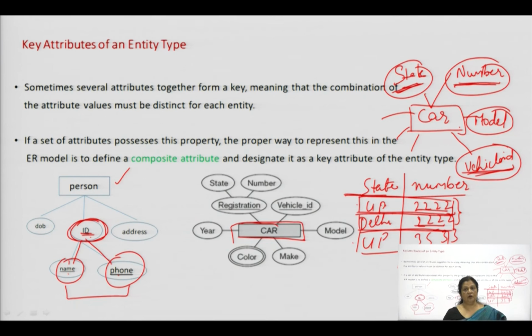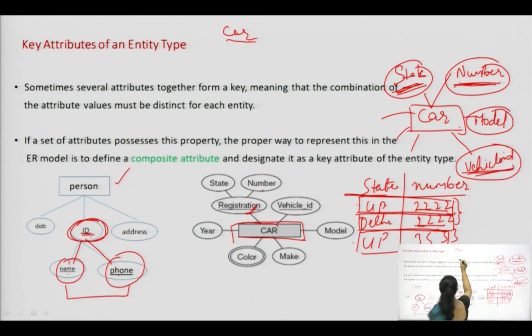Whereas, this is not the case, vehicle ID is a key, but state alone is not a key and number alone is not a key. It is the combination of the state and the number that constitute the key. So, what we have done over here is that we have combined state and number into a composite attribute called the registration, and this registration will become the key in the ER diagram, because when we will actually draw the representational model or a table for this ER diagram, then we will definitely show it as, let us say we draw the schema for car.